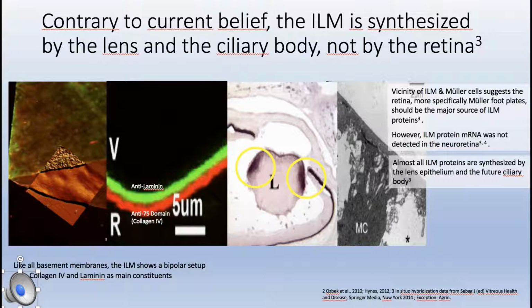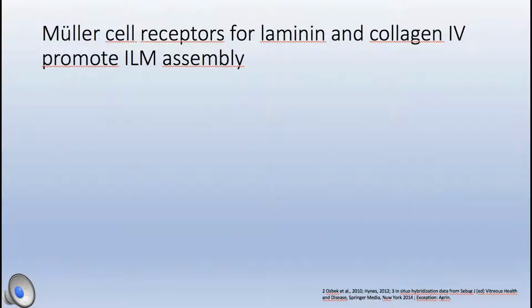Publications by our own laboratory and others have shown that almost all ILM proteins are synthesized by the lens epithelium and the future ciliary body during our own fetal prenatal period. So, contrary to current belief, the ILM is synthesized by the lens and the ciliary body, not by the retina. That does not mean, however, that Müller cells would not play a role in the production of the ILM, as their receptors for laminin and collagen 4 promote ILM assembly.